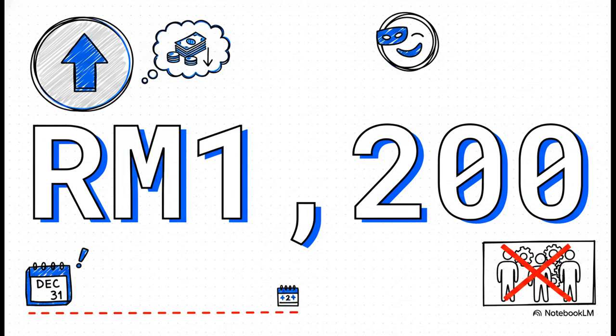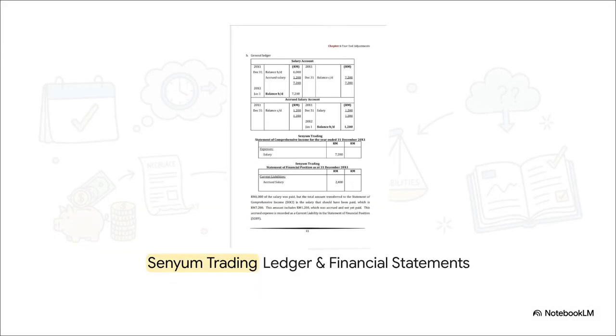If we didn't do this calculation, Senyum Trading would look falsely profitable because we'd literally be hiding a whole chunk of our labor costs from the final reports. No way we can let that happen. So here's how this mechanic works in action. This RM 1,200 adjustment flows directly into the general ledger. We debit our salary expense account to bring our recognized costs up to the true RM 7,200, and we credit the accrued salary account. Ultimately, that RM 1,200 lands exactly where it belongs, right on the statement of financial position as a current liability. The illusion of extra cash is totally corrected.